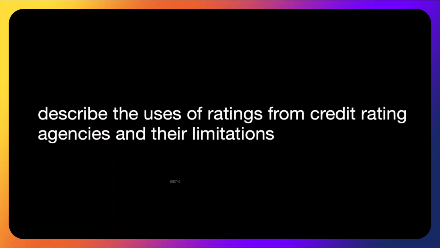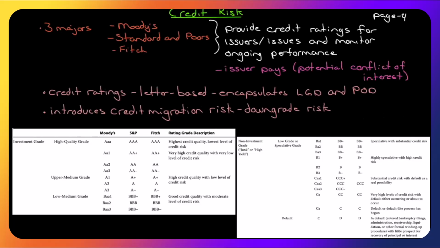Describe the uses of ratings from credit rating agencies and their limitations. As far as credit ratings are concerned, there are three major credit rating agencies in the U.S. Depending on what country you're in, there may be another dominant credit rating agency. Moody's, Standard & Poor's, and Fitch. And they provide credit ratings for issuers and issues.